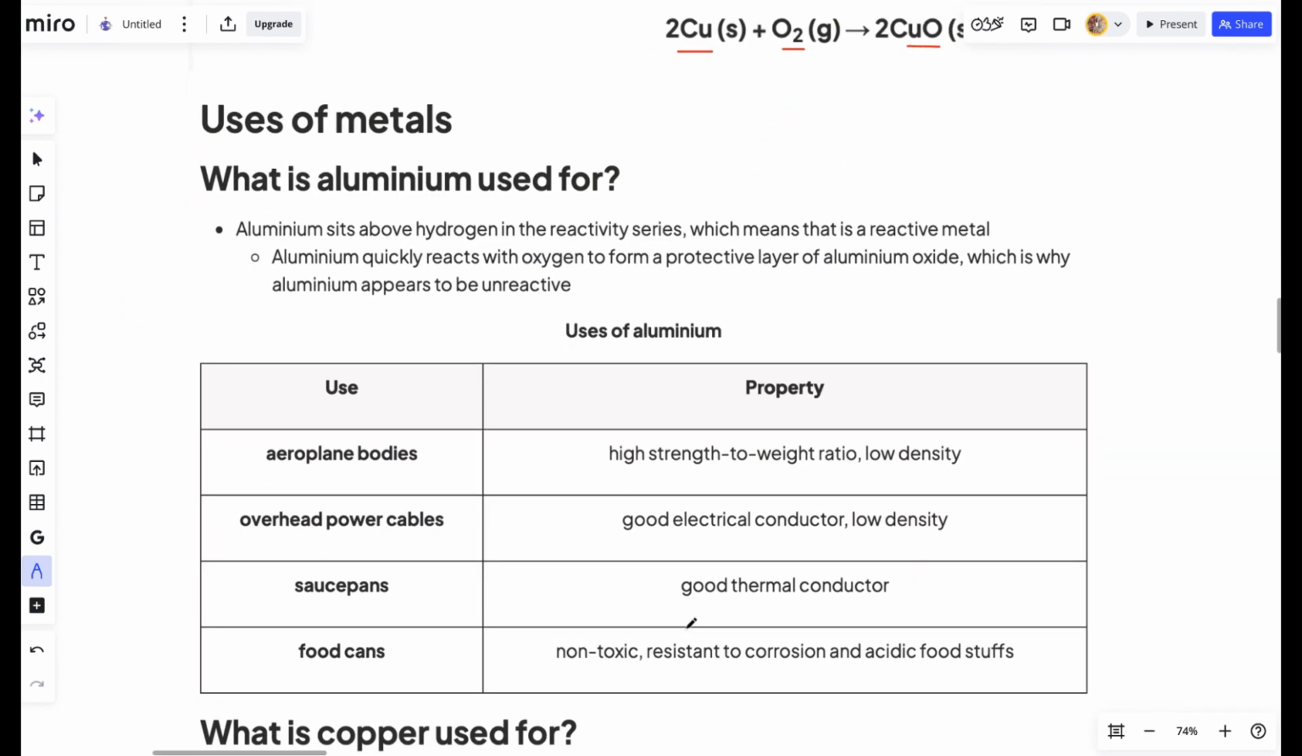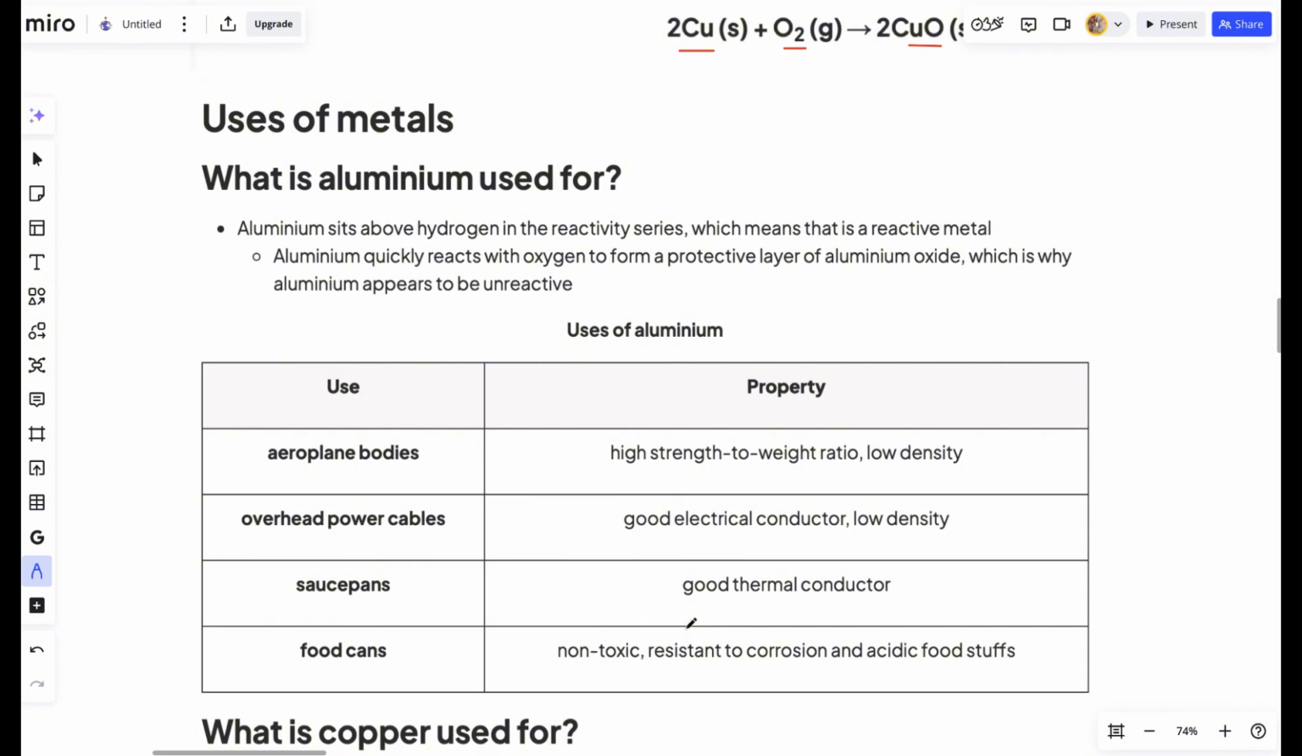What do we use metals for? Aluminium is used for so many things. Aluminium is used for many things even though it sits above hydrogen in the reactivity series. It means that it's a very reactive metal. We have the first 5. We're going to study in the reactivity series the first 5 metals that are very reactive and why they are extracted using the electrolysis method. We're going to describe that in our part 2. The first 5 metals in the reactivity series start with potassium, sodium, calcium, magnesium, and so on and so forth. All the first 5 in the reactivity series, and why we use the electrolysis method to extract them.